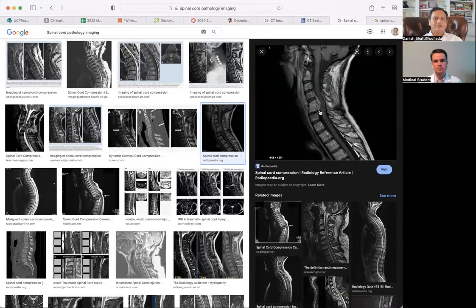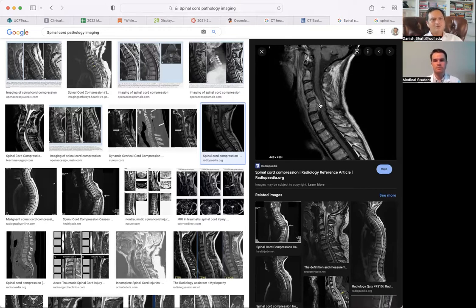Now, compression classically means there is something from outside pushing on it. This could be outside the dura or within the dura. It could be a tumor. It could be a blood clot. It could be pus. It could be a herniating disc, or it could be fat, and it could even be iatrogenic. It could be a bullet or fragment or something like that.